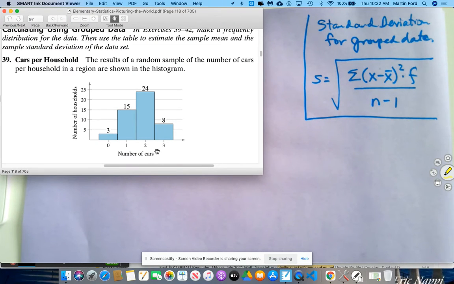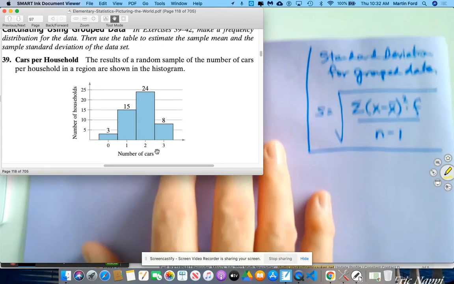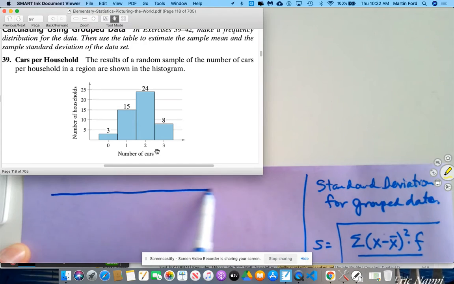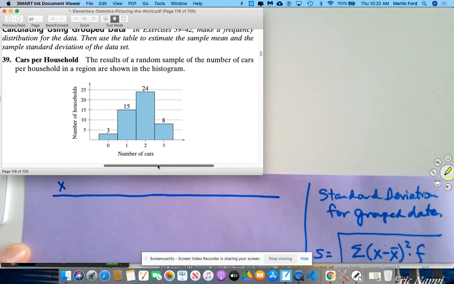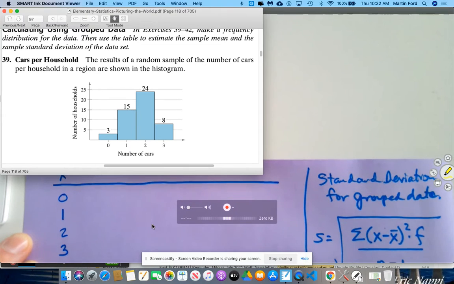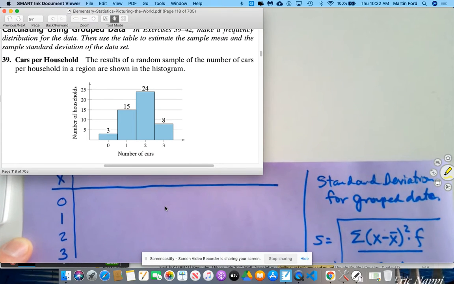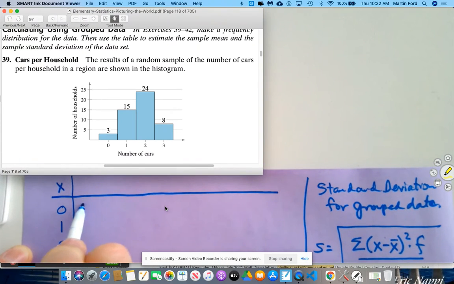If you check it out on the other side, I'm going to set up a table, and my table will have the values. The values are going to be 0 cars, 1 car, 2 cars, and 3 cars. Next to that, you put the frequency, or how many households had that value. There were 3 households that had 0, 15 households that had 1 car, then 24 and then 8.